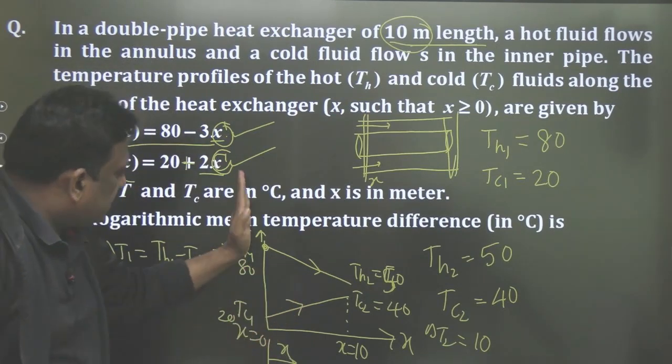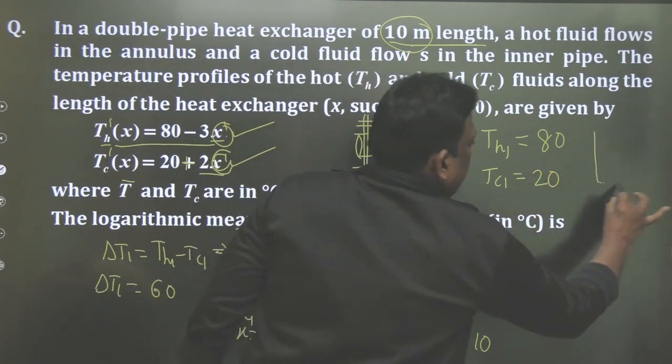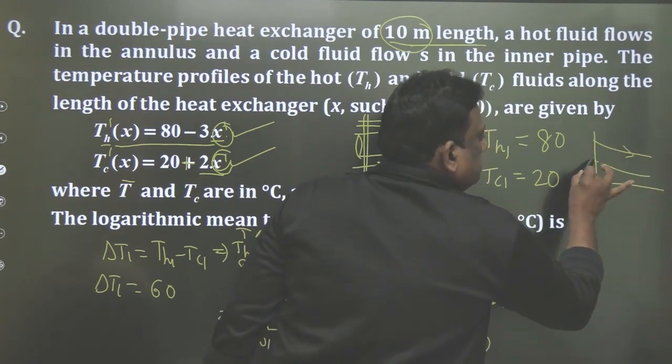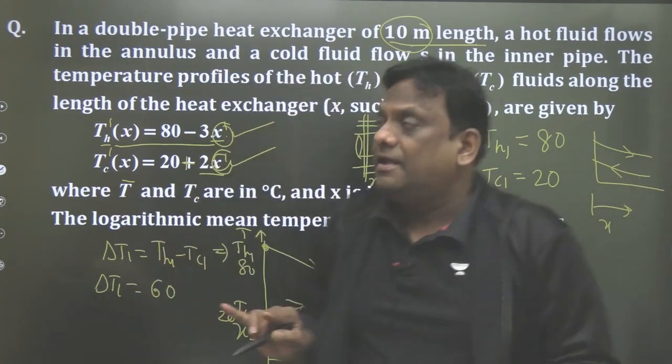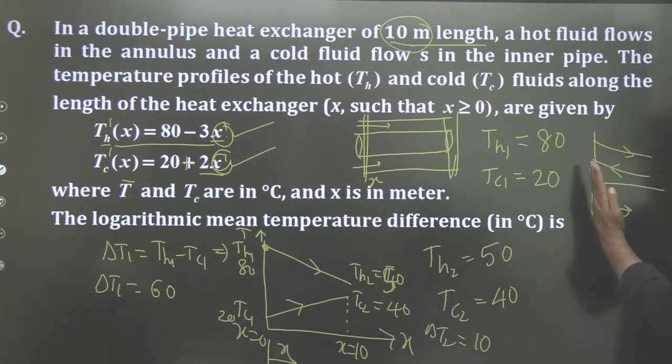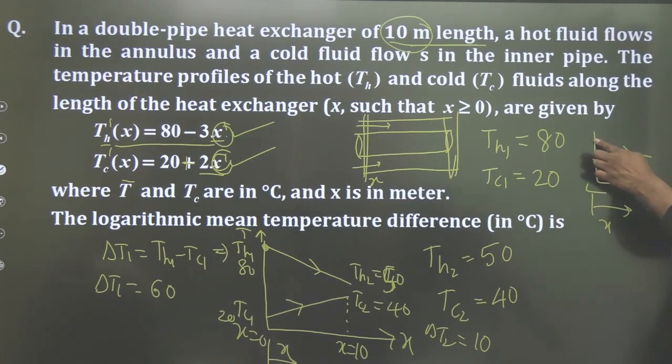Look, X is measured from the inlet end. If it is a counter flow heat exchanger, it will be like this. When X is increasing, observe, the cold fluid temperature is increasing in the direction when X is decreasing. But when X is increasing, there is a drop. Again, the hot fluid temperature is also decreasing. In the positive X direction, both temperatures are decreasing.